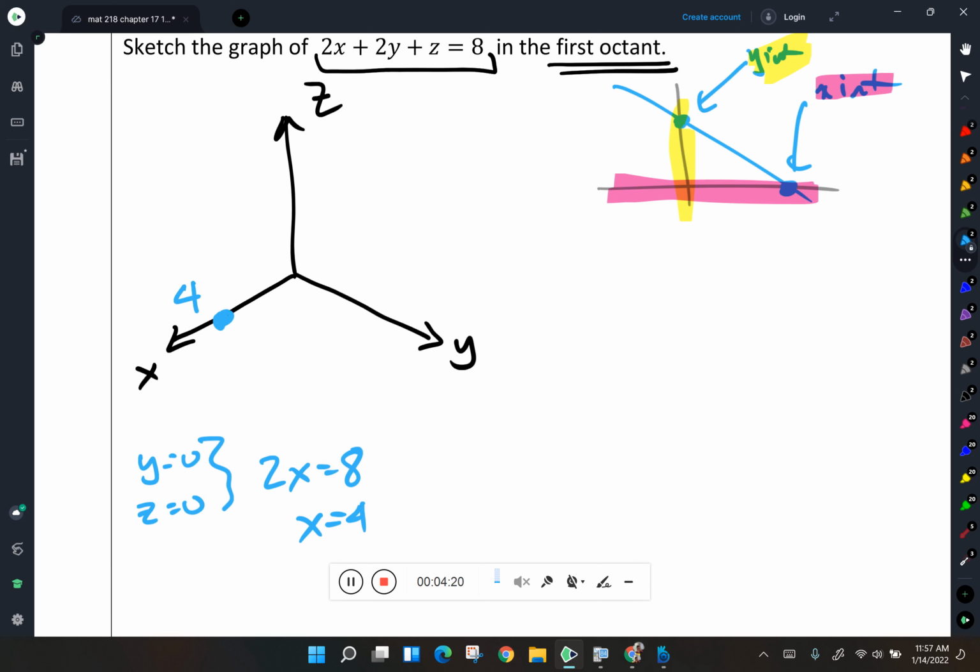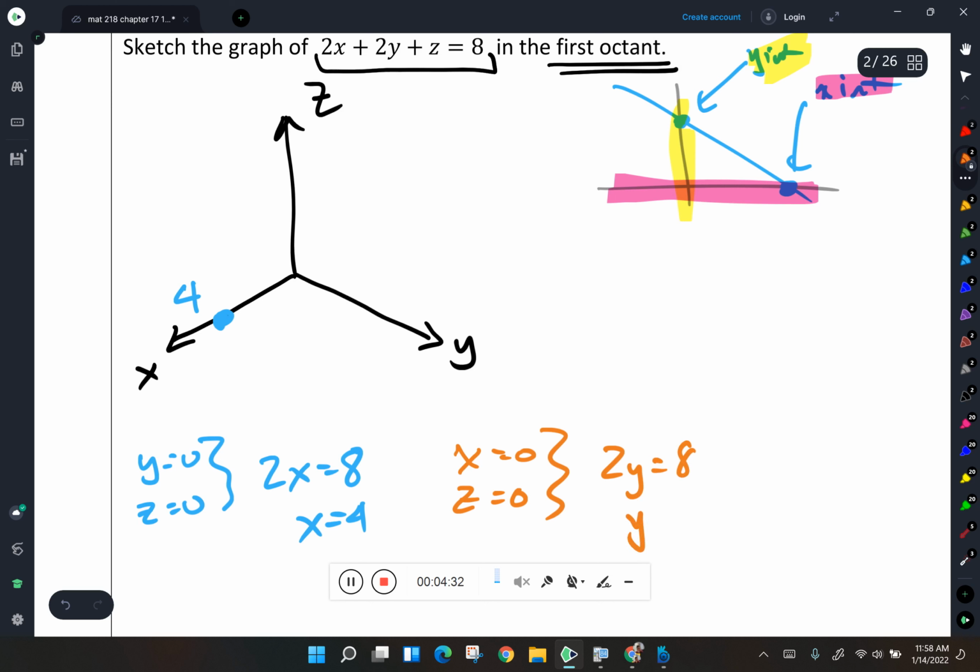Now I'll do the same thing, the same logic, and I'll find where it crosses the y-axis. So that will be when x is 0 and when z is 0, and then putting those in, I get the equation 2y equals 8, which means that y equals 4. So it's going to cross right here at 4.